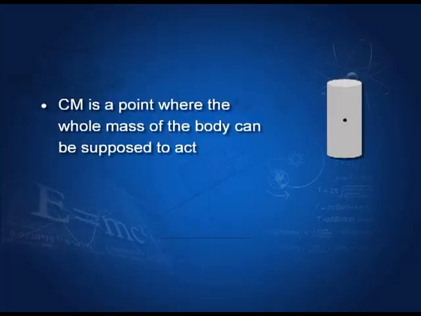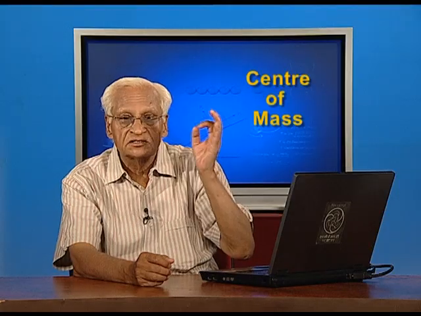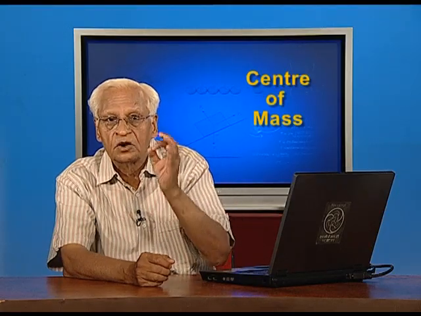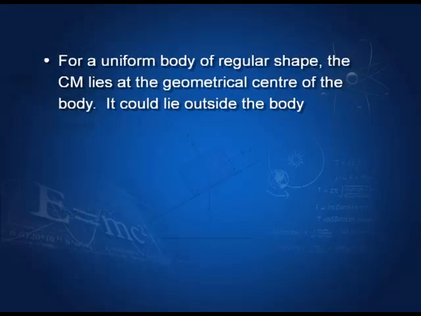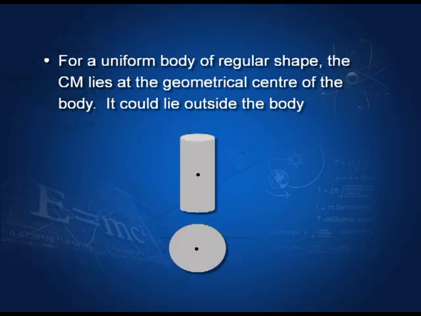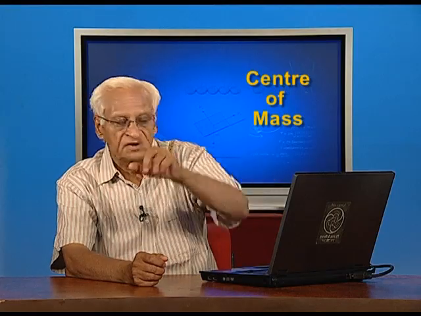Cm is a point where the whole mass of the body can be supposed to act. It is a function of mass distribution. This is very important to remember, that it is not a fixed point, it depends upon mass distribution. It is a function of mass distribution in the body. If mass distribution changes, the center of mass will change. For a uniform body of regular shape, the center of mass lies at the geometrical center of the body, as shown here. It could lie outside the body, as in the case of a ring I showed you.